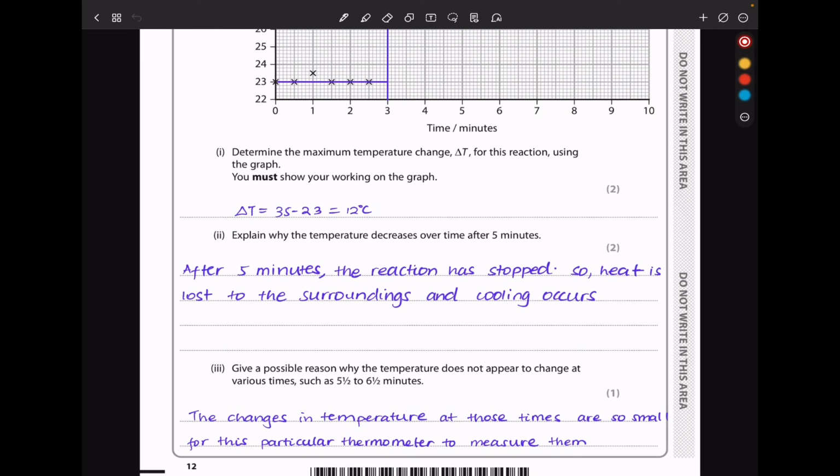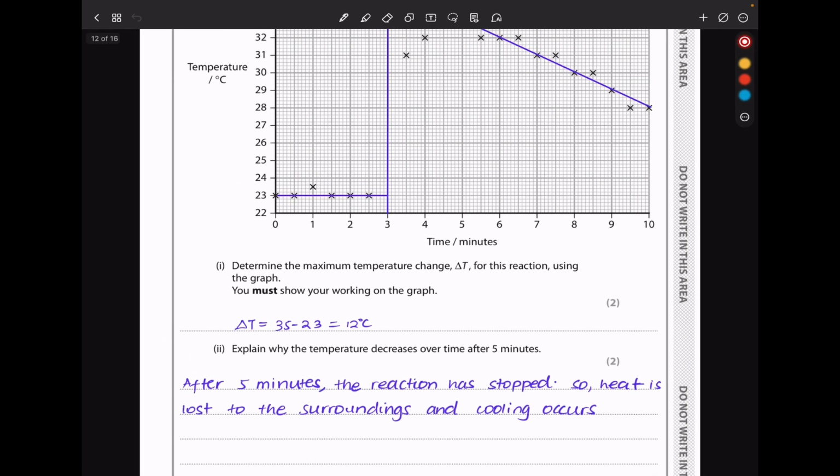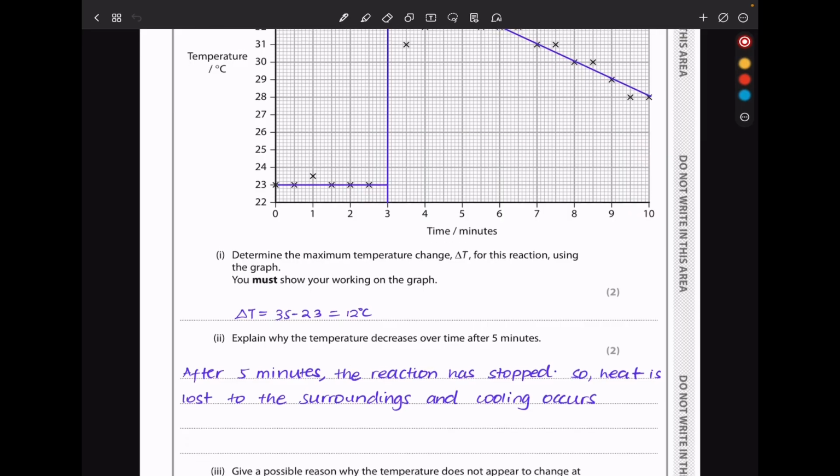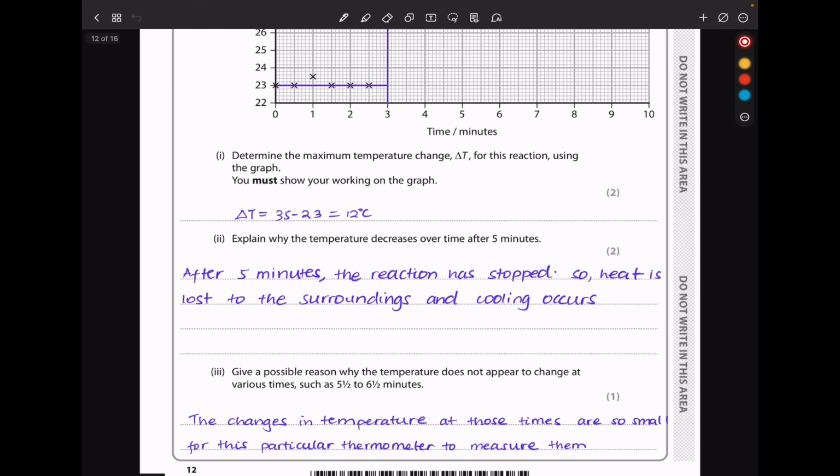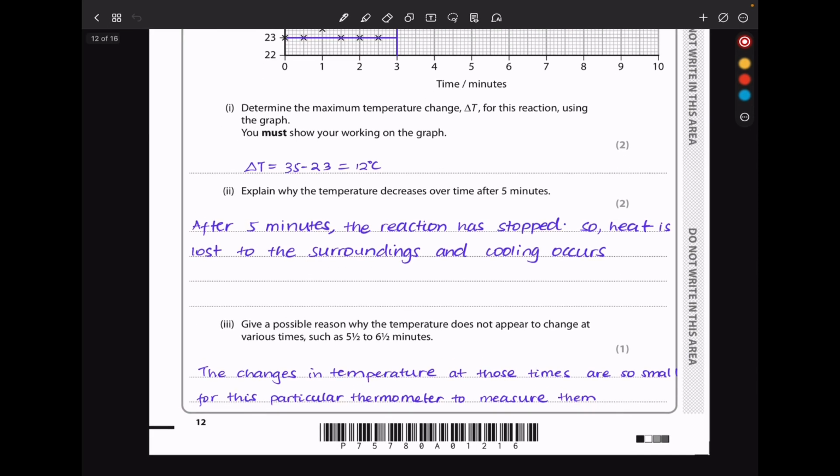And next they say explain why the temperature decreases over time. This is because the reaction had stopped. We're talking about the decrease here. The reaction had stopped, so heat was now being lost from the system to the surroundings, so cooling occurred.